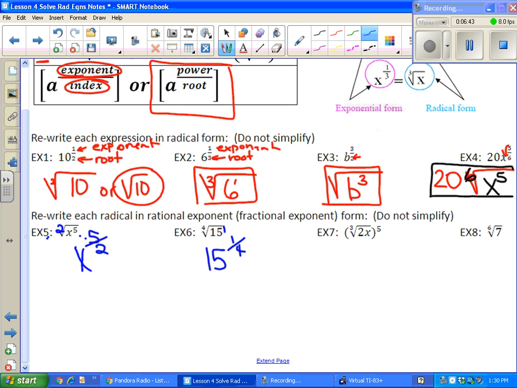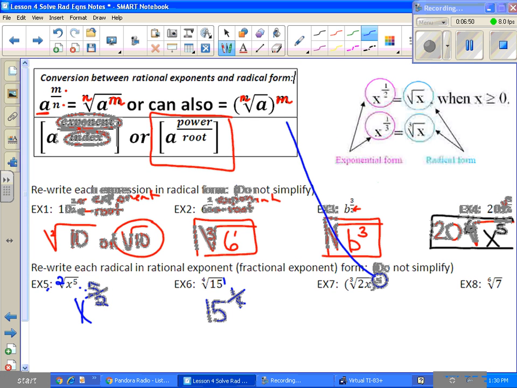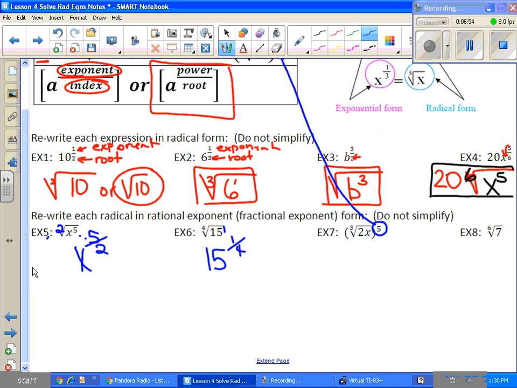Okay, this time the exponent's outside, but it still counts. It's just like what we saw up here in our notes. Sometimes the exponent can be on the outside, but it's still an exponent. So I also have 2x, and because the exponent goes with the 2 and the x together, I do need to use parentheses. Inside is 5, outside is 3, or exponent over root, 5/3. 6th root of 7 is 7 to the 1/6 power.